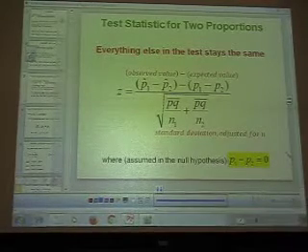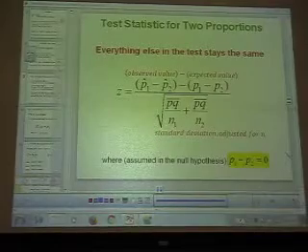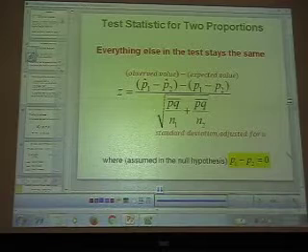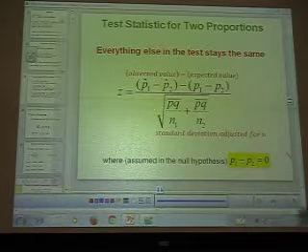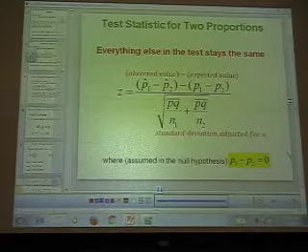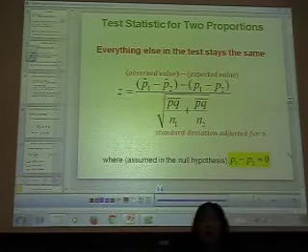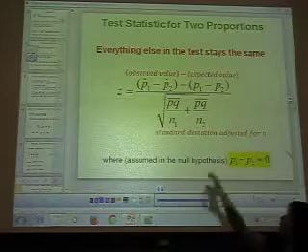The only difference is that your H naught is slightly different. Your critical value stays exactly the same. Your step 4 and your step 5 stay exactly the same. Step 3, figuring out your test stat, is a little bit different. This is the formula. It's still the same idea. It's still your observed value minus your expected value divided by the standard deviation for that sample.